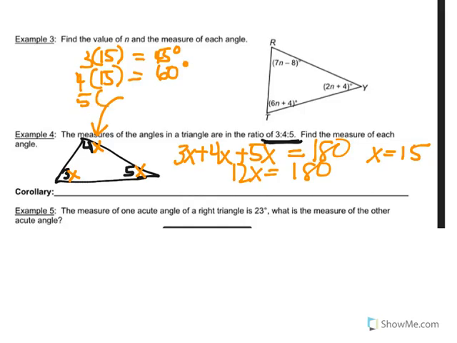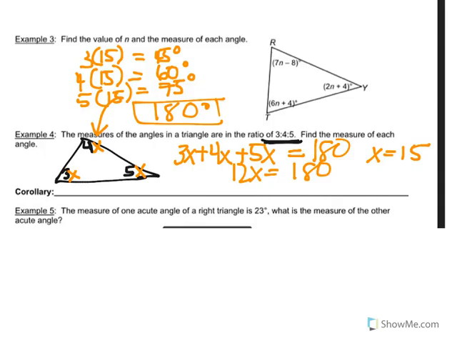And then 5 times 15 is 75 degrees. And if you have any doubts about whether or not you did that correctly, add these up and let's make sure they add up to 180, and they do. So there you go.